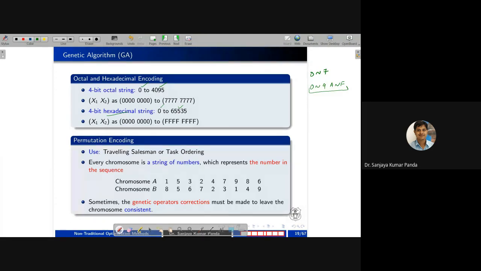Another type of problem is called the traveling salesman problem, which is also a very popular problem in computer science and mathematics. In the traveling salesman problem, suppose there are 9 different cities.